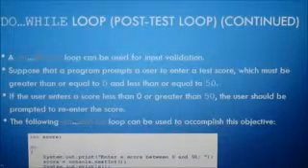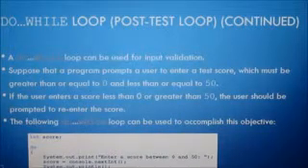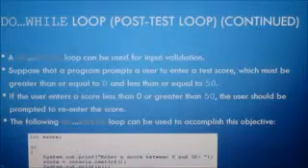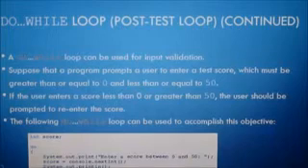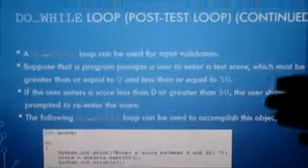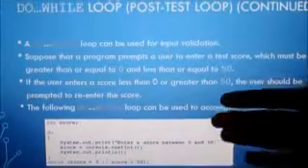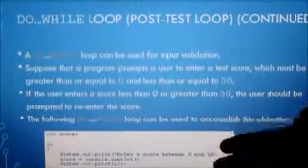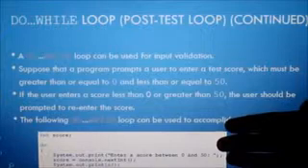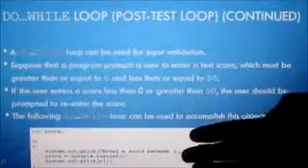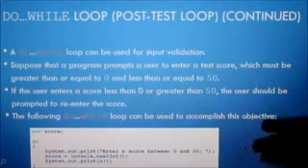Do-while loop, post-test loop. A do-while loop can be used for input validation. Suppose that a program prompts a user to enter a test score, which must be greater than or equal to 0 and less than or equal to 50. If the user enters a score less than 0 or greater than 50, the user should be prompted to re-enter the score. The following do-while loop can be used to accomplish this objective.